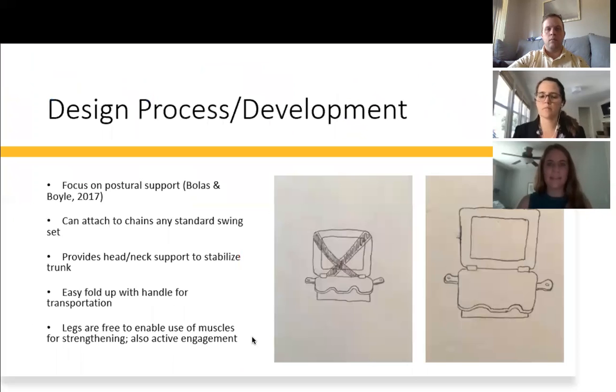Next slide. This is what we started out with. So we addressed the leg cutout so that they could pump the swing on their own. It folds down in the middle, and it has a harness to support them from leaning forward too much. And then our final design is on the next slide, which Luke will talk about.